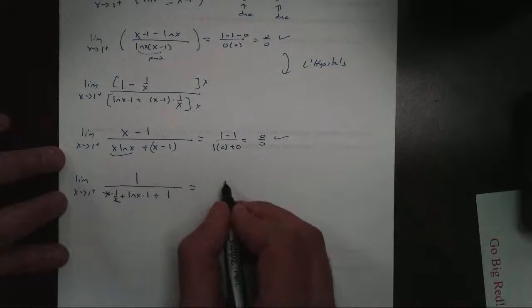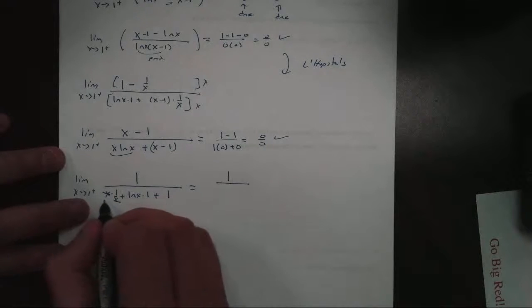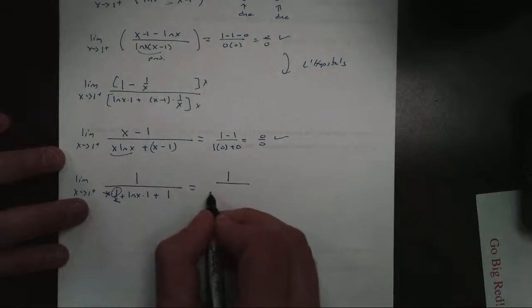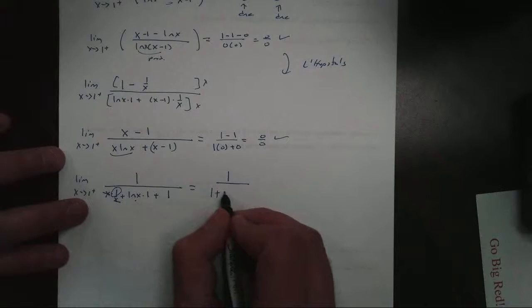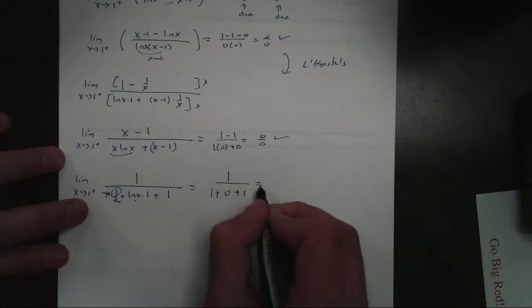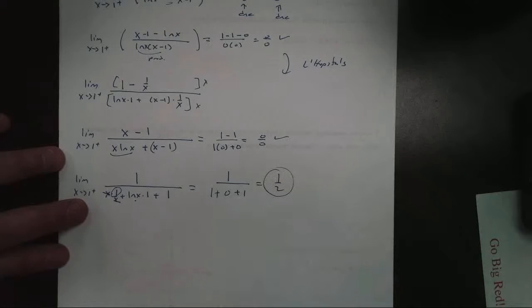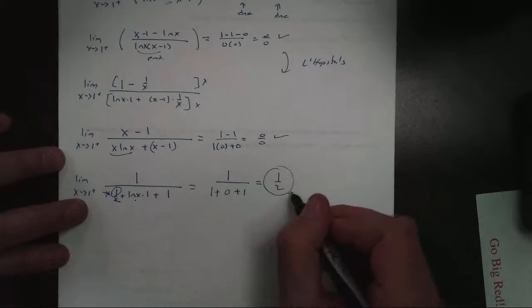And now I'm going to plug in the 1. 1 on top, and on the bottom, be careful, I'm left with 1 plus the natural log of 1, which is 0, plus 1. And I get 1/2. So there's my limit.